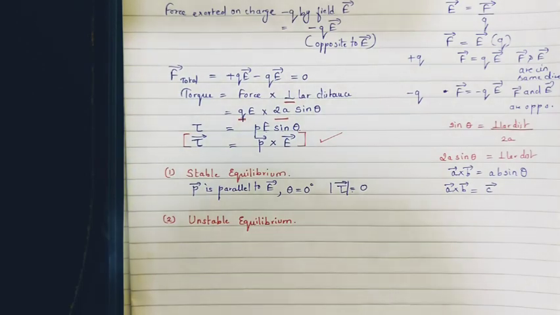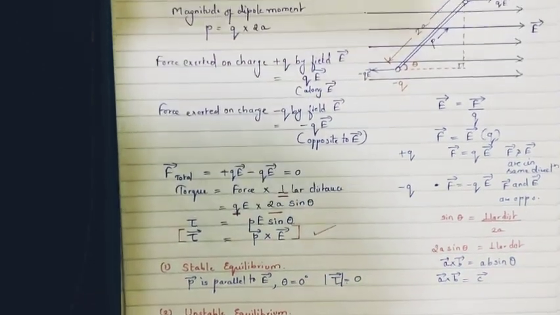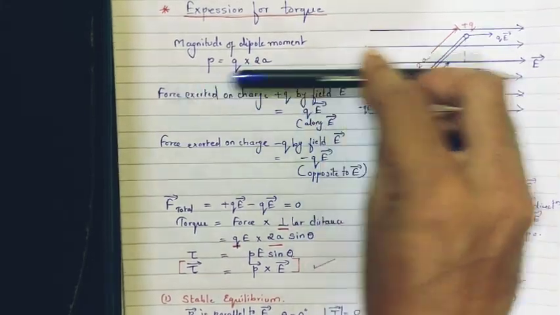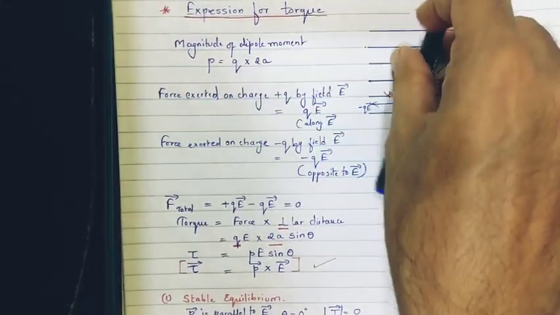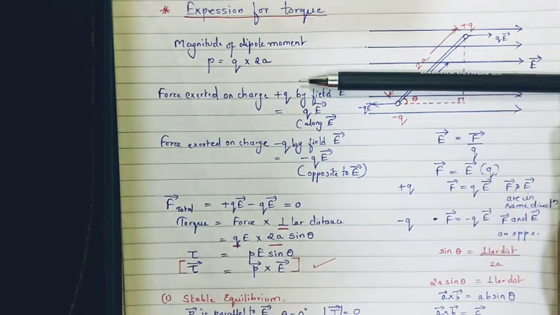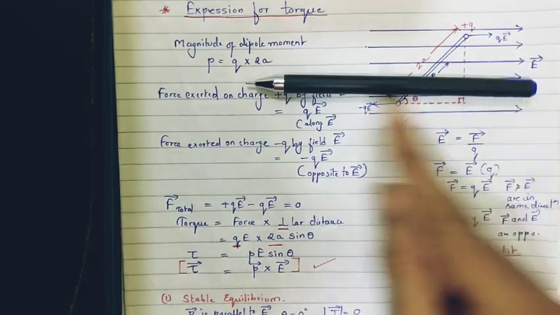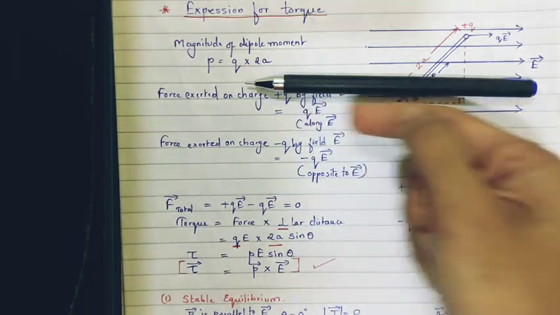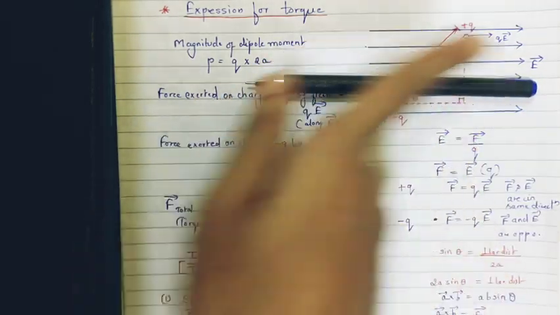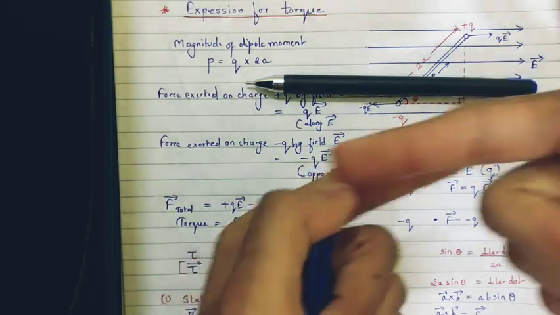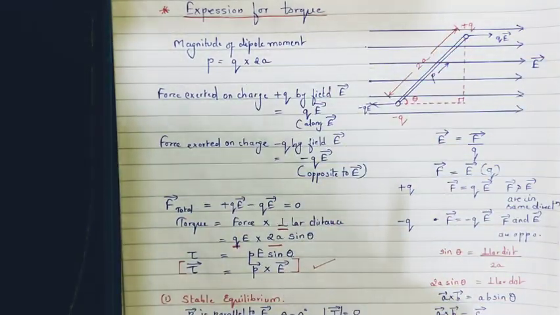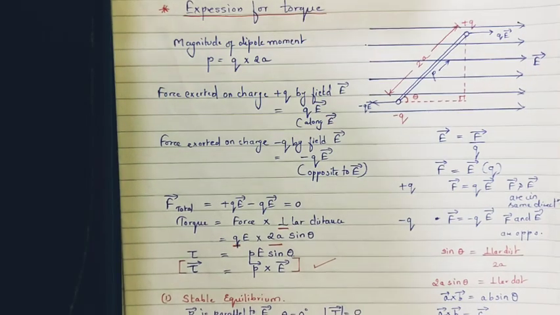Coming to the unstable equilibrium, supposing I keep my dipole reverse, like for example it was like this, pointing in the direction of E. Now I just flip it on the other side. So my minus Q goes on this side, plus Q comes on this side. So dipole moment is pointing in this direction now, and E is originally in that direction, so both became reverse. In that case what will be the theta? Theta in that case is going to be 180 degrees.